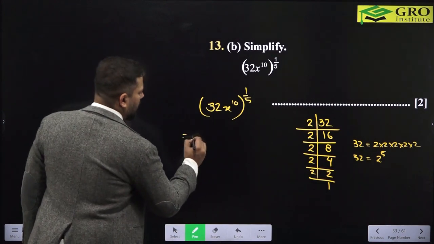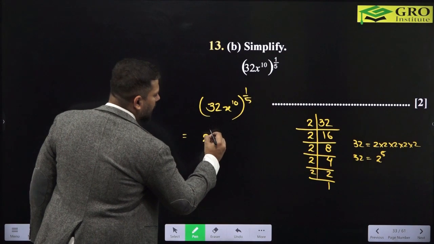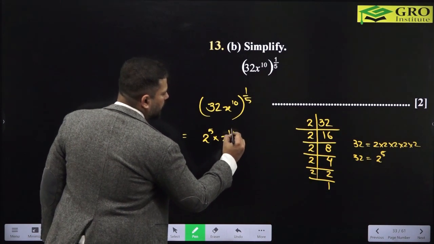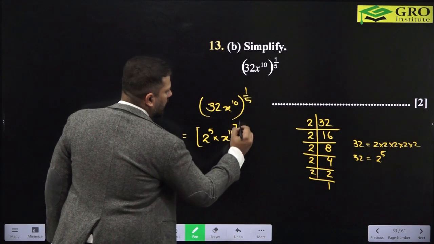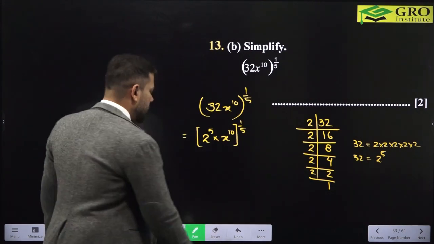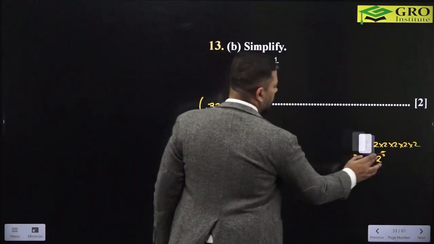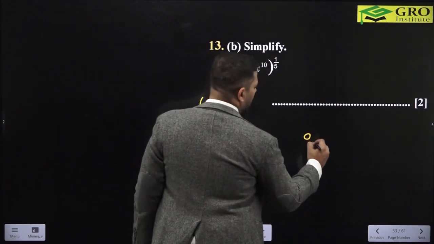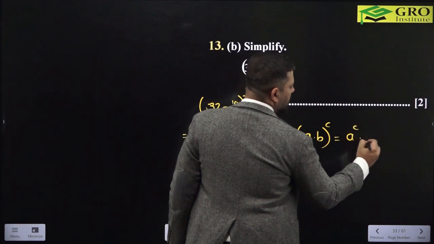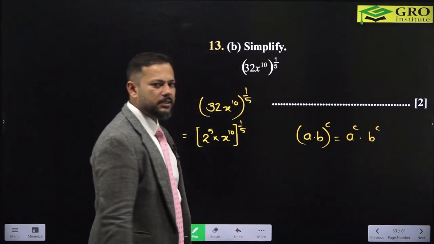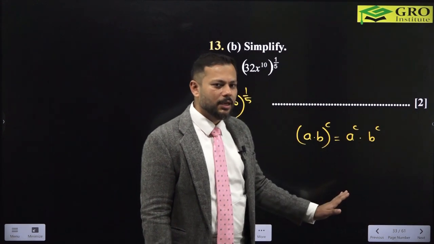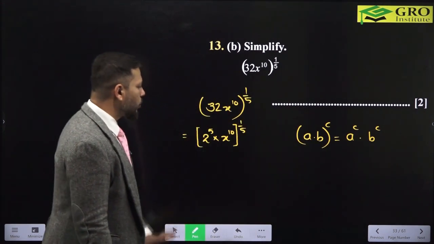So if it is the case, let us write 32. I'll rewrite it as 2 raised to power 5 multiplied with x raised to power 10, and this whole thing is raised to power 1 by 5, isn't it? This is what it looks like now. Now, there is some very important part that we know: a multiplied with b raised to power c can be written as a raised to power c multiplied with b raised to power c, isn't it? We can distribute this exponent to both the bases and have multiplication sign in the middle if they are already getting multiplied. So that is what I am going to do over here.